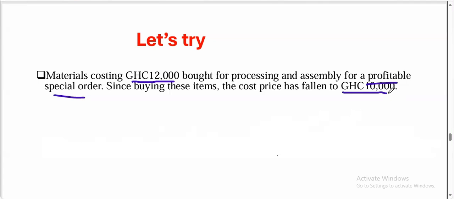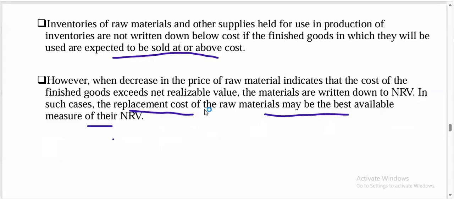Don't confuse yourself with the lower of cost and net realizable value. I might say, okay, the cost is 12,000, NRV is 10,000, so let me pick the 10,000. No, the answer is 12,000. Do you know why? Because of two main things. One, this is why the answer is 12,000 and not 10,000.